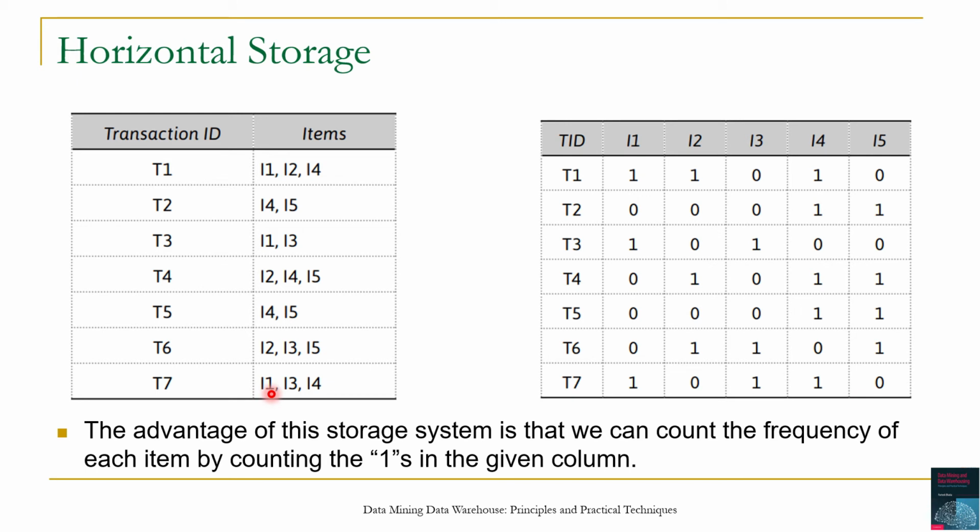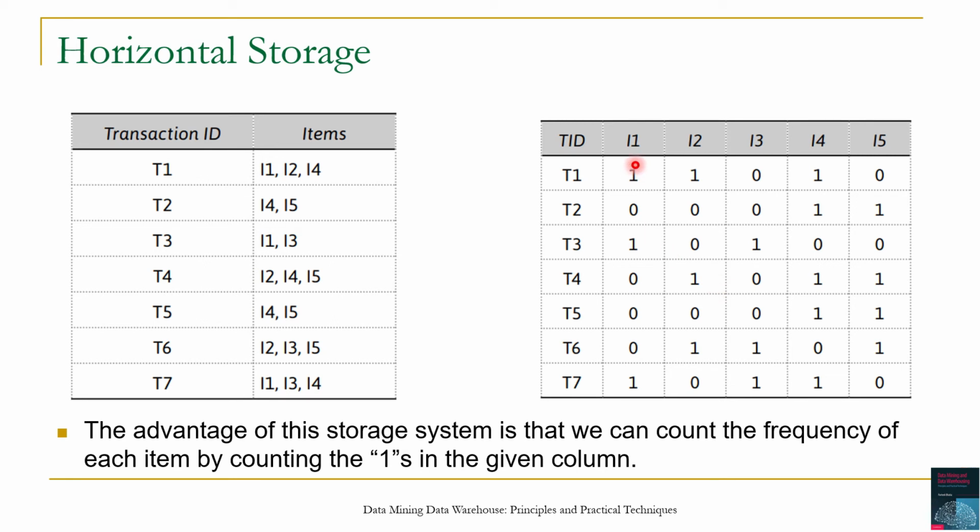Let us consider transaction T7, which has 3 items, I1, I3 and I4. So we put 1 under I1, I3 and I4, while for all other items, we have 0. The advantage of horizontal storage is that we can directly count the frequency of each item by counting the ones in a given column. For example, the frequency of I1 in the whole database is 3. We can just count the 1s in this column. Similarly, the frequency of item I5 in this dataset will be 4.